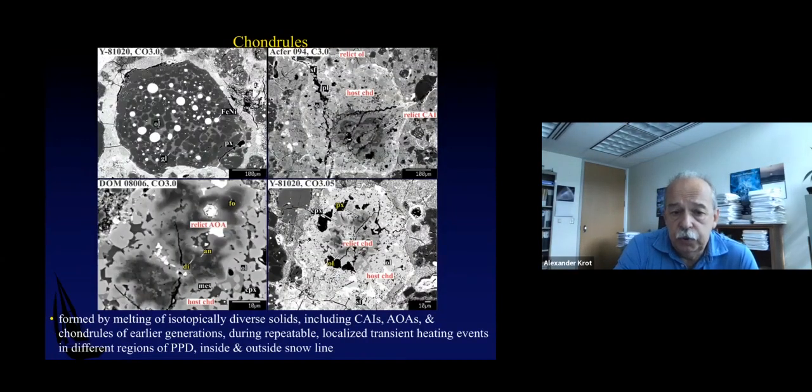So what can we tell about chondrules? Chondrules formed by melting of isotopically diverse solids, including CAIs, amoeboid aggregates, and chondrules of early generations, during repeated localized transient heating events in different regions of the protoplanetary disk, inside and outside the snowline.